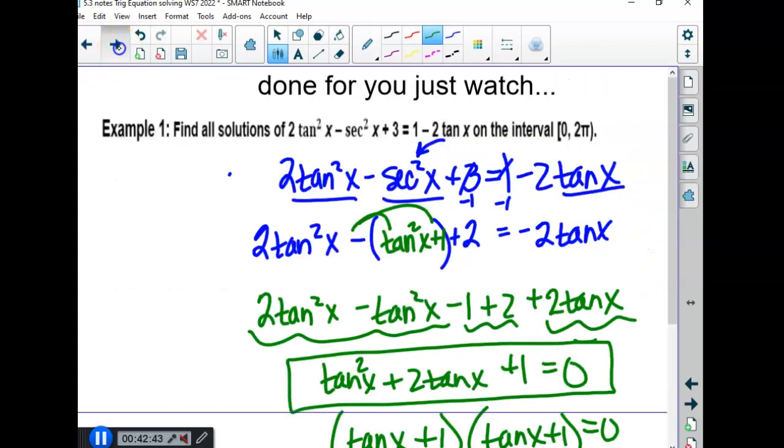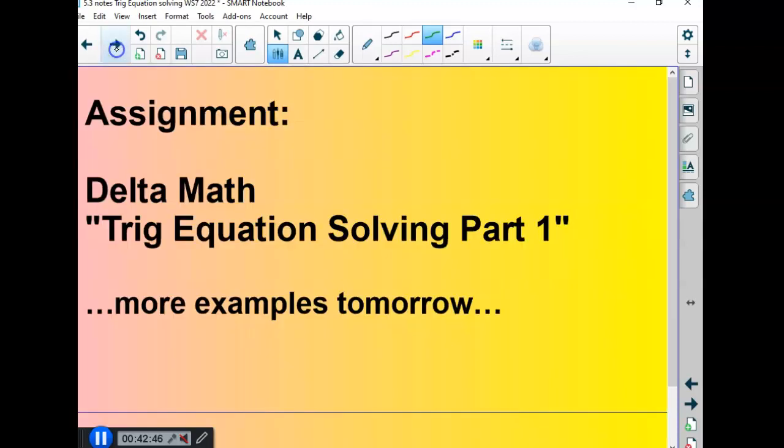All right, we will continue tomorrow. Your homework tonight is Delta Math, Trig Equation Solving Part 1, okay? I think in Delta Math, they are all 0 to 2 pi. You don't have to put the plus or minus 2 pi ends on the back. Does that make sense? All right, so tomorrow we'll finish this, and then there's a page more of practice, and we're going to do some together, and you'll have to finish it. Have a good day. Please try these tonight.